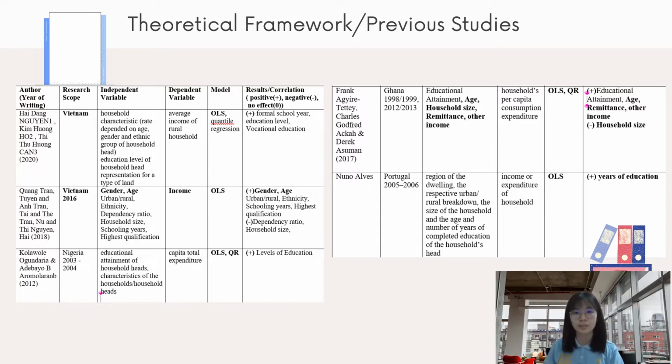Using the same model, the study in Ghana by Frank, Charles, and Derek also gave similar results. However, in this study, the authors used some other variables to more clearly assess the expenditure of households under the impact of education. According to them, besides education, age, remittance, other income also have a positive effect on spending. However, household size has the opposite effect on this factor.